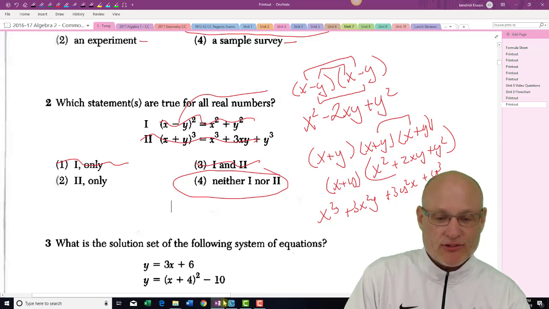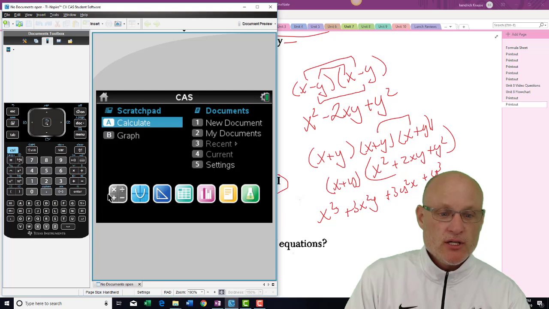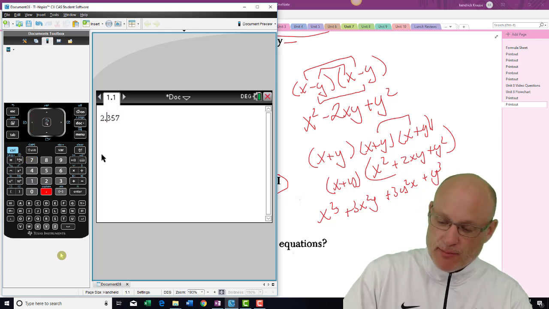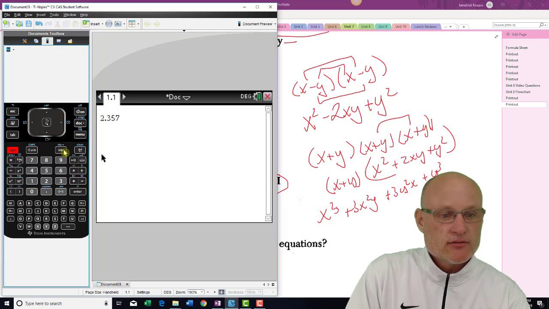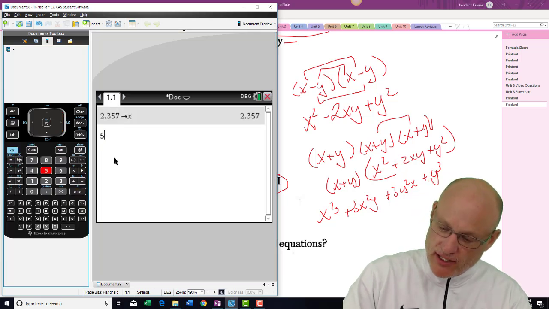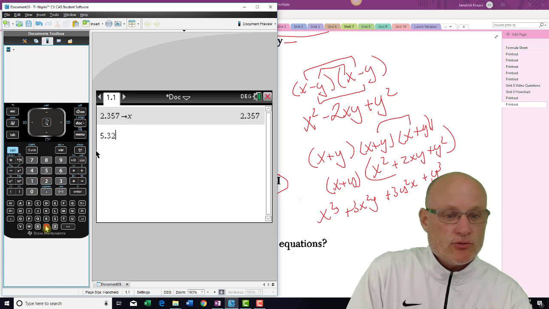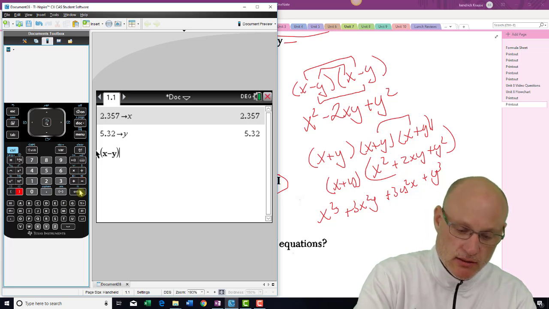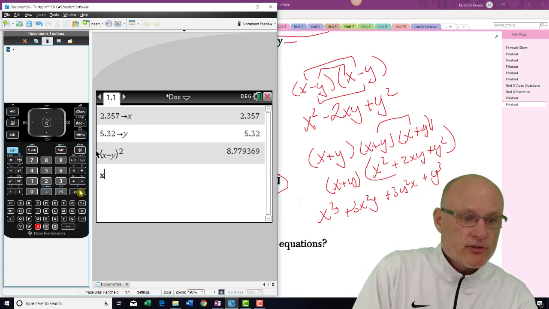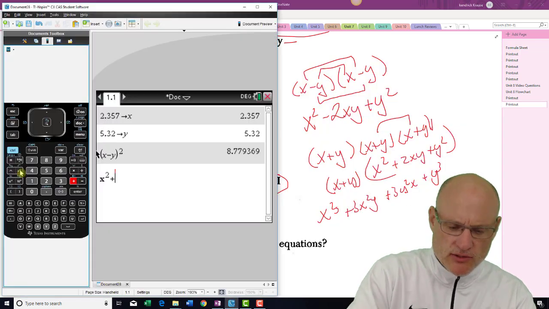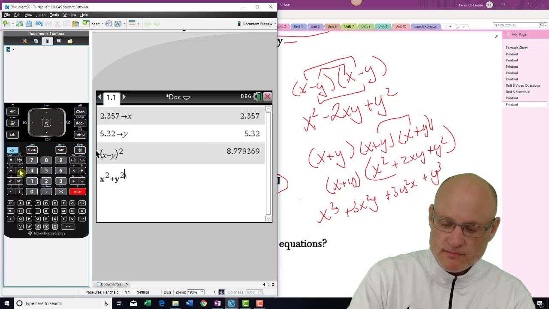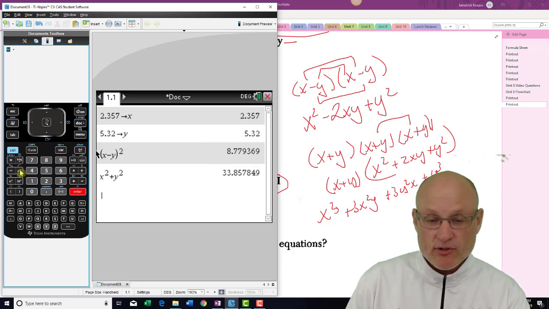But nobody in their right mind would actually go through all that math, especially on this Regents that says to you, hey, kids, use your calculator. I'll use 2.357. I just made that up. I'm going to store that into x. Press enter. I'm going to take 5.32 and store that into y. Then I'm going to type in parentheses x minus y squared, and then x squared plus y squared, and show you that they don't equal each other. Since they don't equal each other, number one doesn't work.